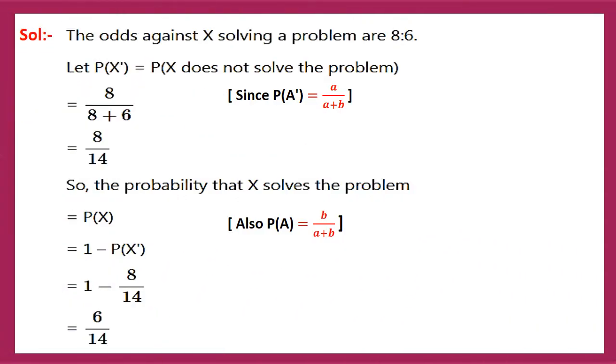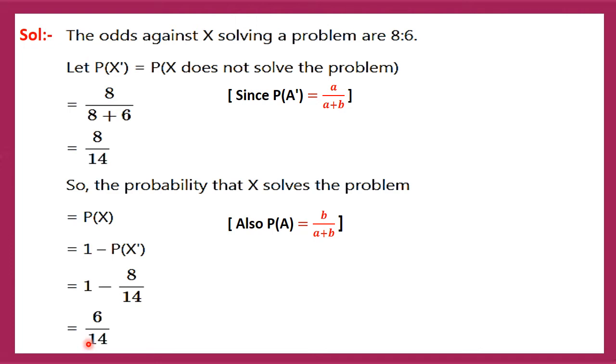Odds against x solving the problem are given, that is 8:6. Then we know that if it is odds against x, then P of x dash gives the ratio of the first term divided by the total, that is 8/8 plus 6. That is P of a dash is a by a plus b, 8/14. Now the probability of x solves the problem, that is P of x, it is b by a plus b.